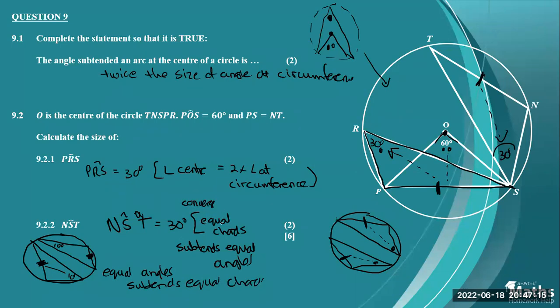Right, so in this one that we did, the chords were given. So the given information comes first. We said that for the angles that were equal. So this was given, so you write that first.